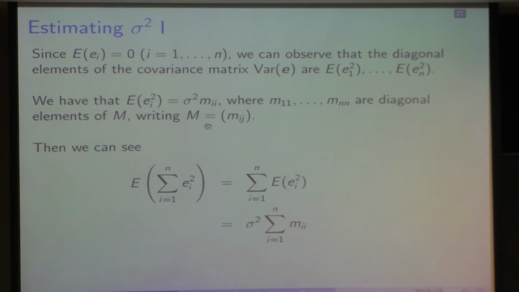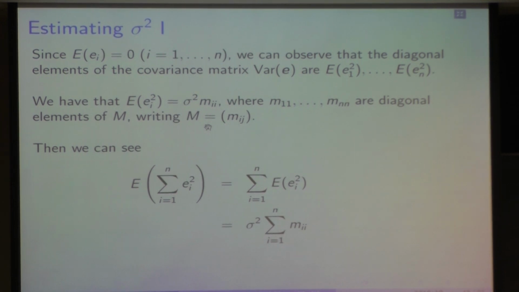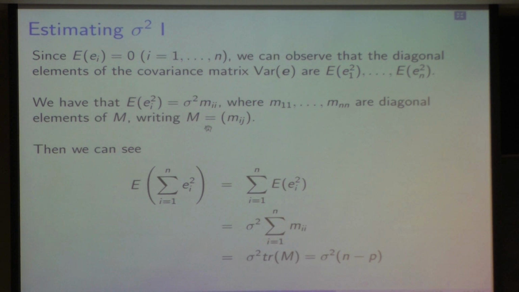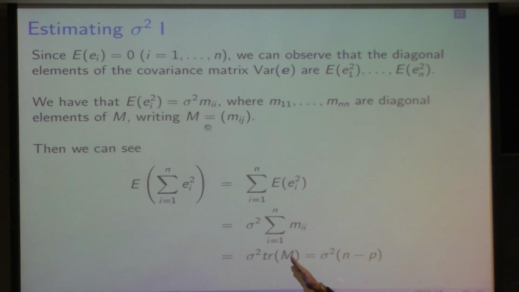Now, of course, the sum of the diagonal elements of M is the same thing as the trace of M. That is, the definition of the trace of a matrix is the sum of the diagonal elements. So that sum of M_ii, for i equals 1 to n, we know what that is. It's the trace of M, which is, by the calculations on the previous slide, n minus p. So the expected sum of the squares of the residuals is equal to sigma squared times n minus p.